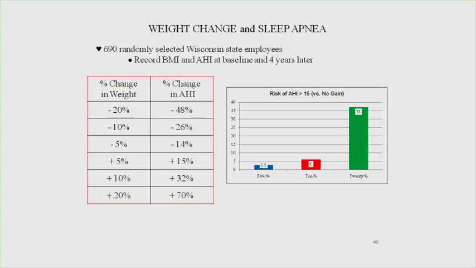So if you lose 20% of your weight, there's going to be a nearly 50% reduction in apnea and hypoxia. Conversely, if you gain 20% of weight, you're much more likely to have sleep apnea. If you have sleep apnea, it's going to be severe. So weight is the key driving force behind sleep apnea in the United States.